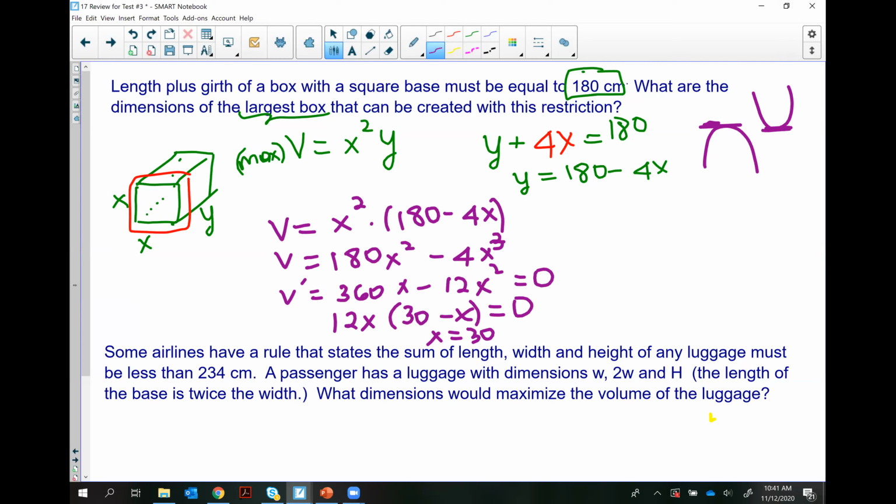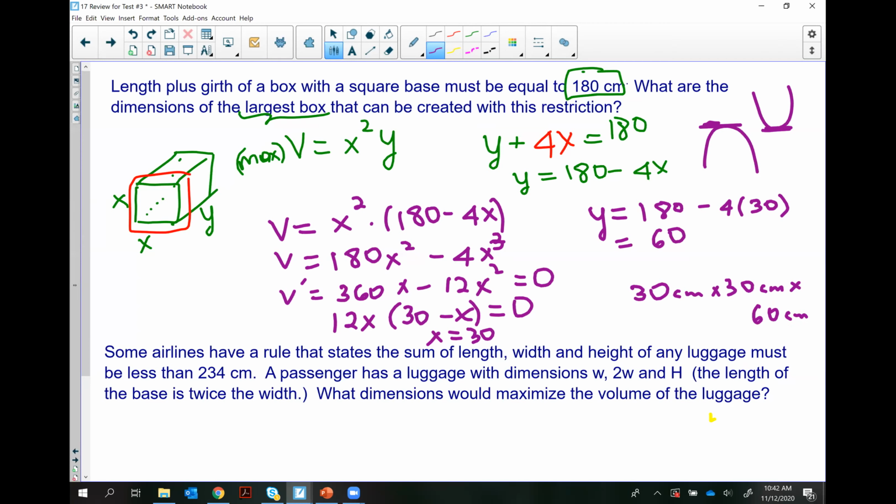And if x is 30, what is y going to be? So go back to this equation, right? So 180 minus 4 times 30. So 180 minus 120 or 60. And when you give the dimensions, please give all 3 dimensions. 3 dimensions are x by x by y, right? So it's 30 centimeters by 30 centimeters by 60 centimeters.